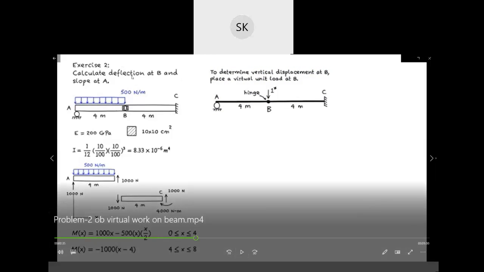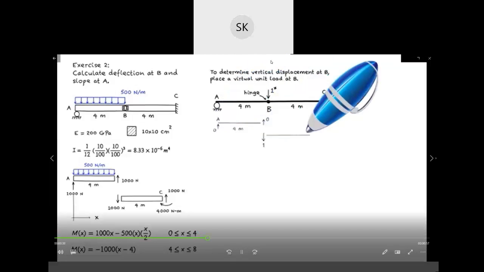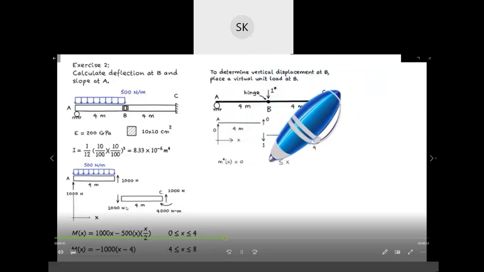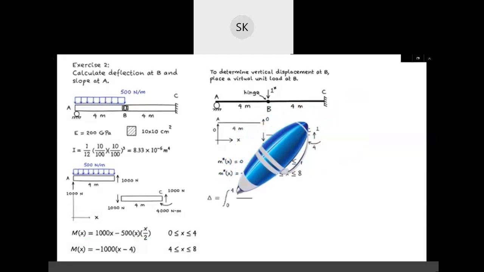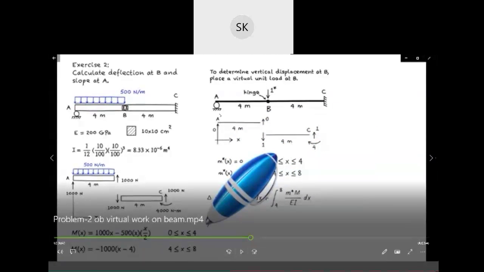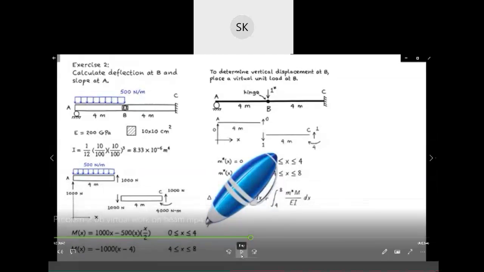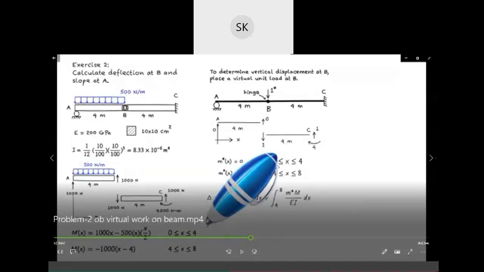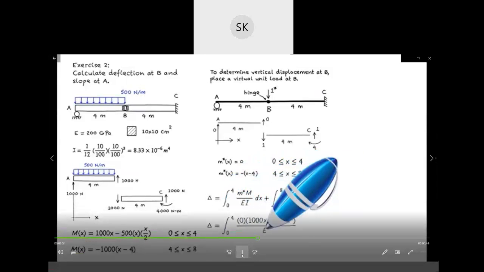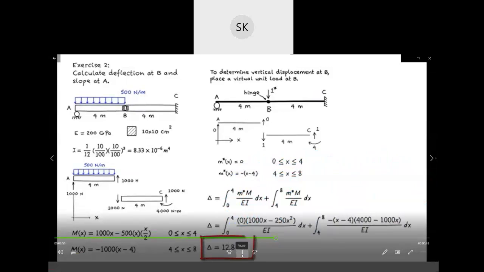They have asked you to find the deflection at B. To determine the vertical deflection at B, we will place a virtual unit load at B. So they have drawn the free body diagram for these two cases, found the moment equations, and placed them in the deflection formula. So they got a deflection of 12.8 mm.